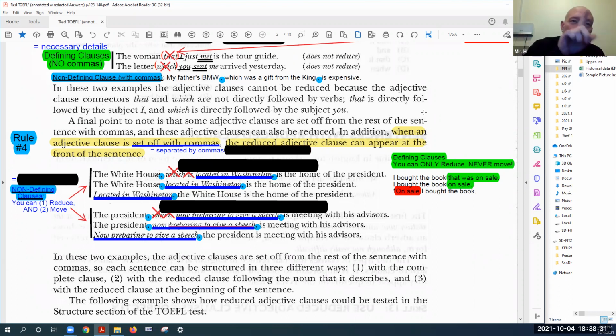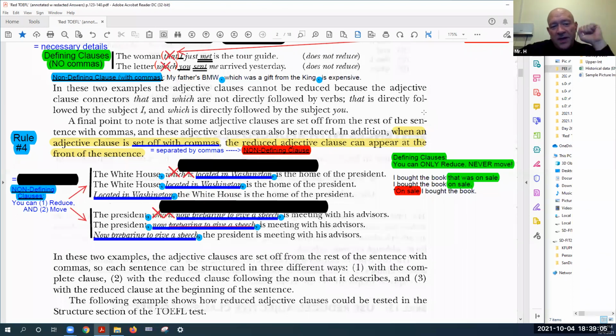So separated by commas, if you see this adjective clause separated by commas, this is a non-defining clause. When you have the commas, that means it is optional information. You got it? Okay, so let's start looking at some examples here.